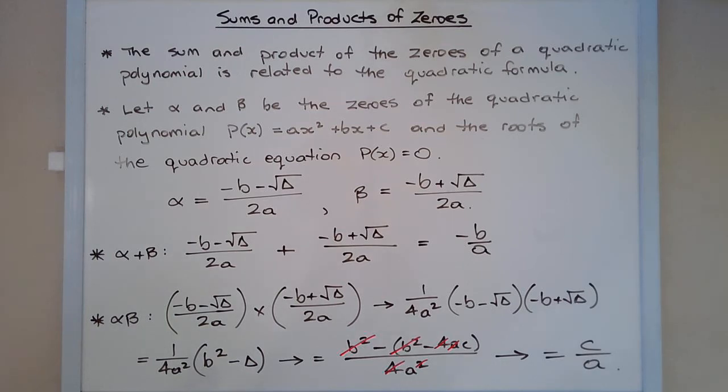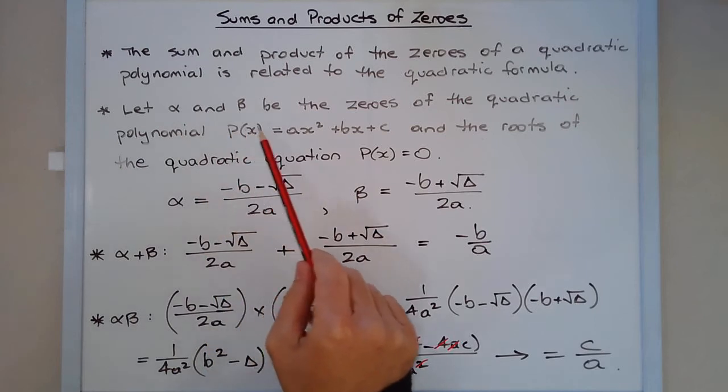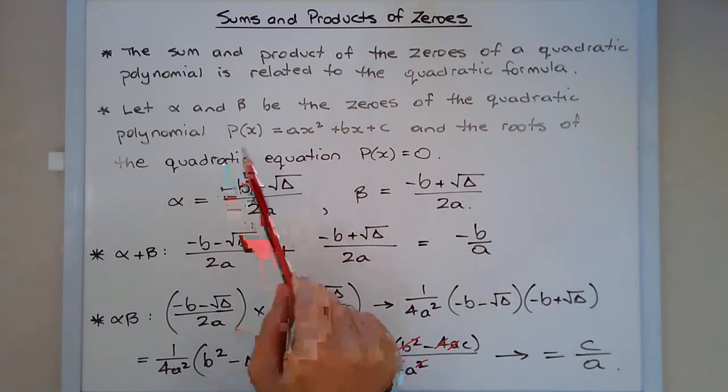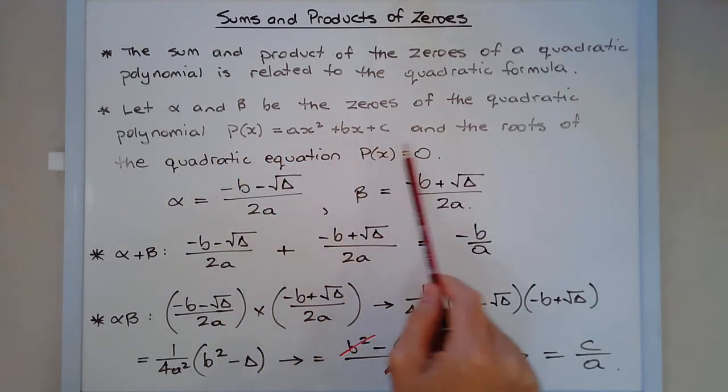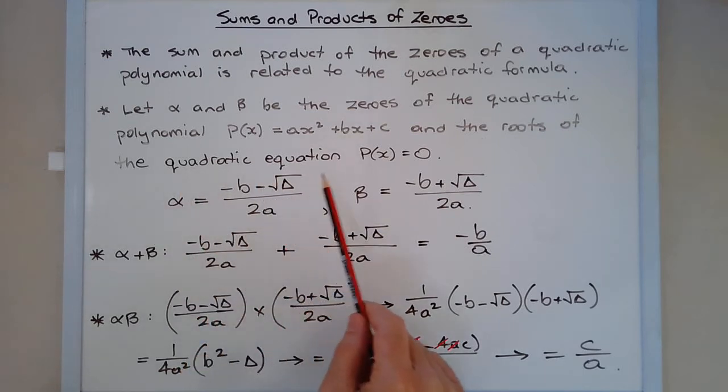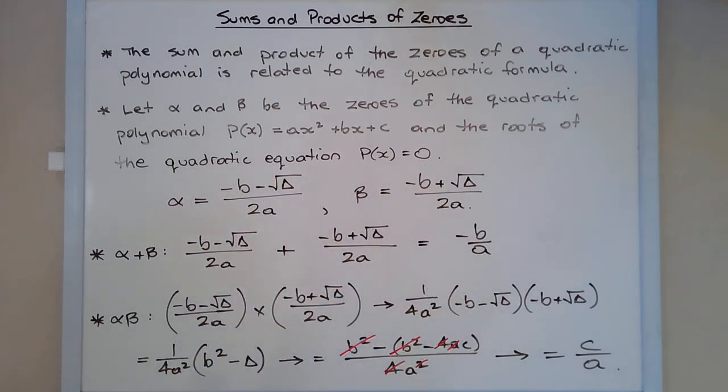As a point of interest, I'm going to explore the relationship between the sum and product of the zeros of a quadratic polynomial and the quadratic formula. Let alpha and beta be the zeros of the quadratic polynomial p of x equals ax squared plus bx plus c, and the roots of the quadratic equation p of x equals 0. So we have our two roots, alpha and beta.